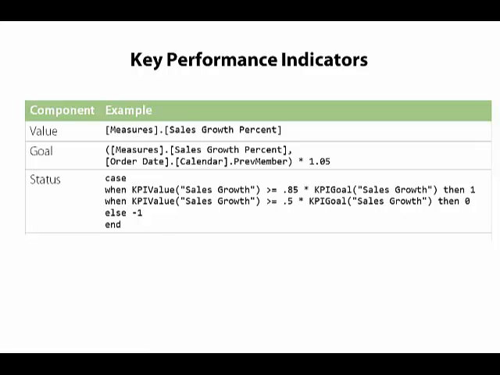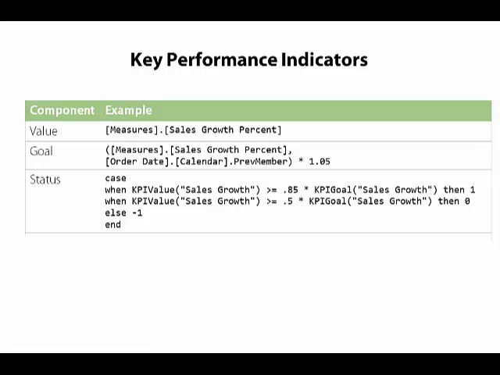Next, we have the status, which is where we create an expression to quantify how close the value is to the goal and to express that using a range from -1 to 1. We want to return a -1 value when we're not achieving the goal at all, a 0 value when we're moving towards the goal but not meeting expectations, and a 1 value when we're close to the goal, at the goal, or exceeding the goal.